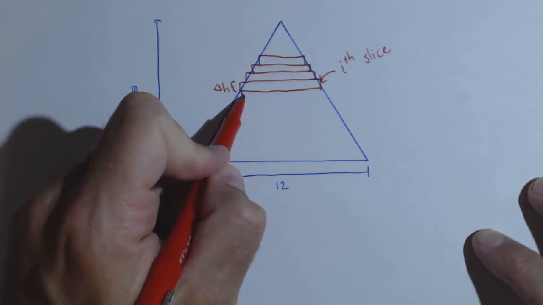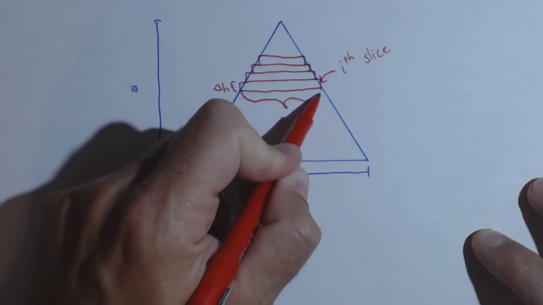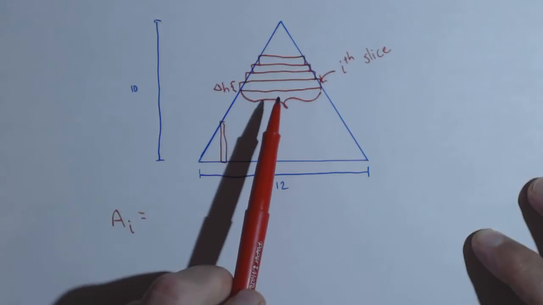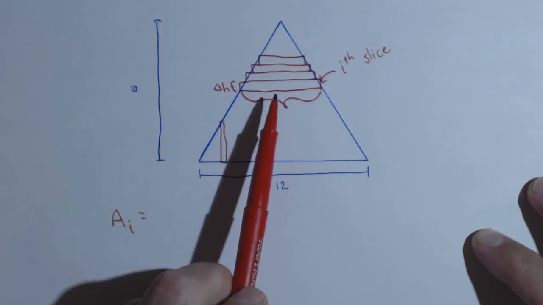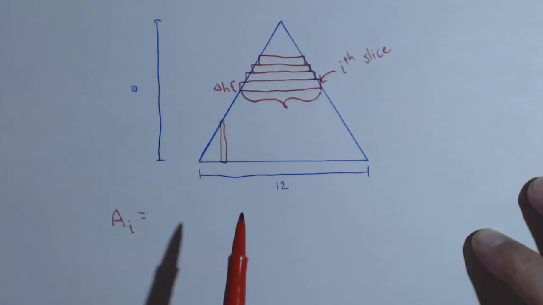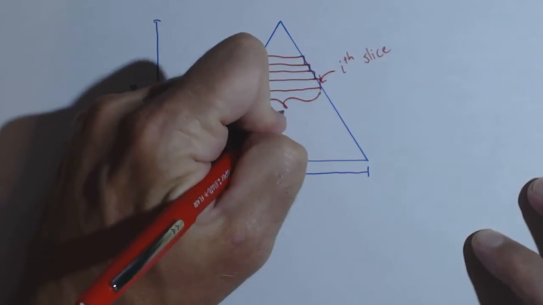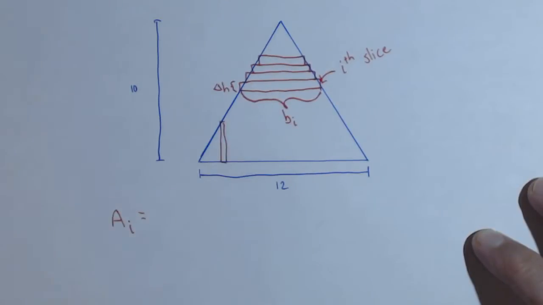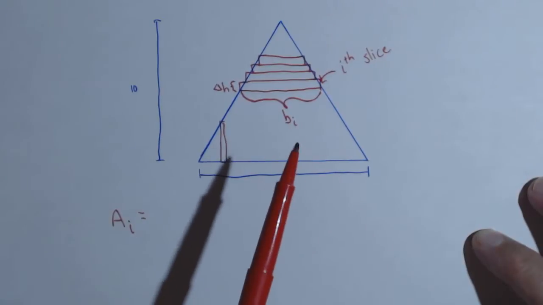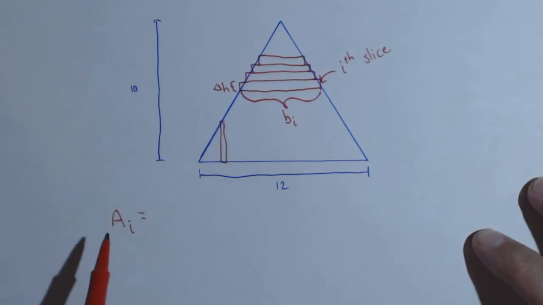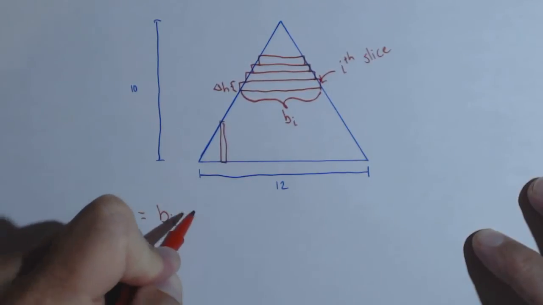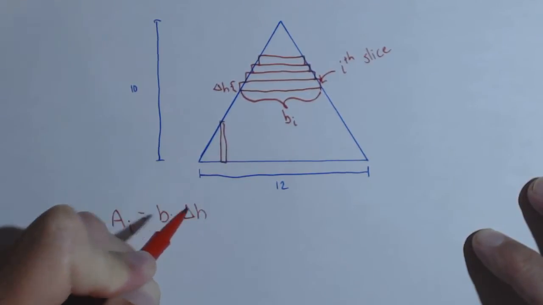Now, I need to introduce a variable for this, because what you should notice is depending on which slice I pick, this value will be different. If that's the case, then you need a variable. If those are all going to be the same, you don't. So maybe I call it the base of the ith slice. I like using that subscript to say I'm looking in my discrete case. So the area of the ith slice then is the base of the ith slice times delta H.